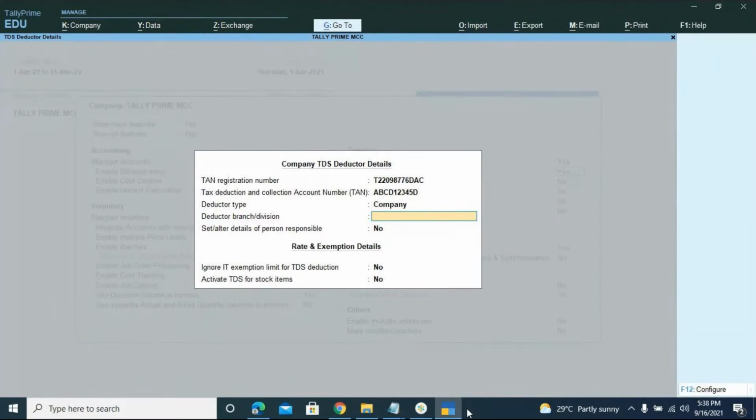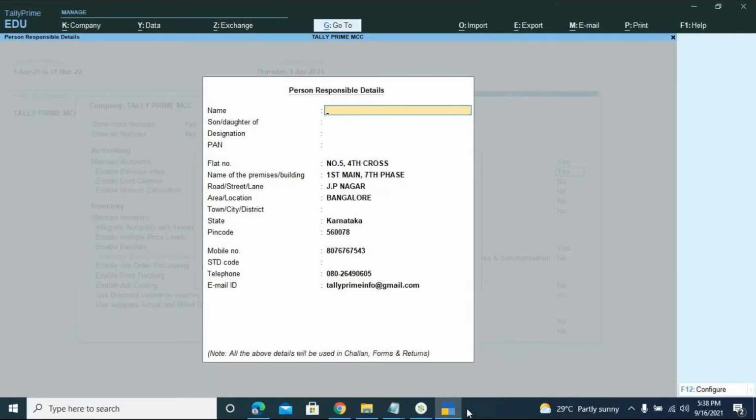Yes, for the income tax. So in brief, you can give it as Bengaluru or Bangalore South. Set or alter details of persons responsible, which means if I take the company, in the company I have to give the information of the main person, who takes the authority, who is responsible for the deduction of TDS. So if I give it as yes here, I have to give his details. It can be the CEO or the main employer, his name, his details have to be given here.